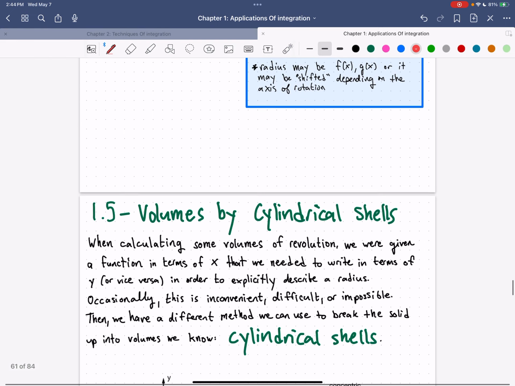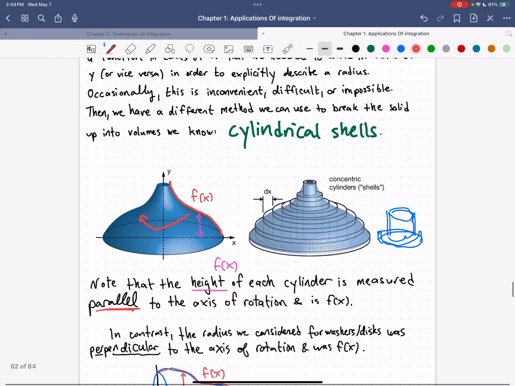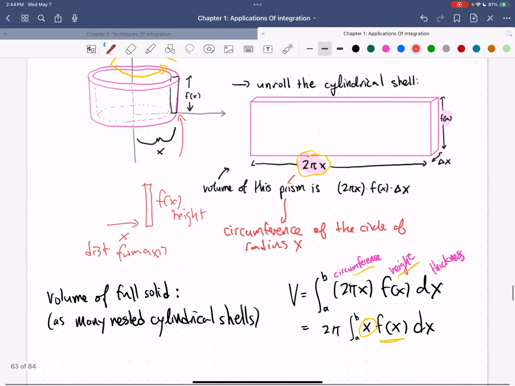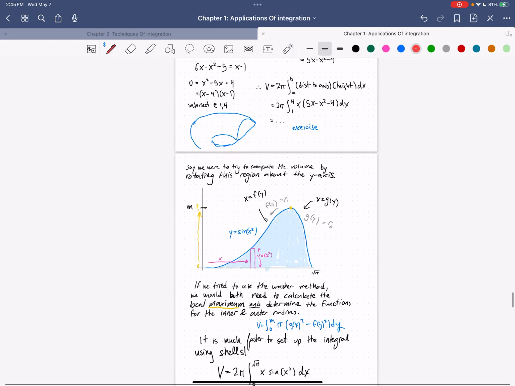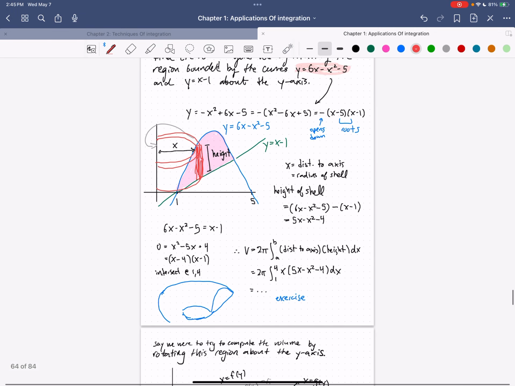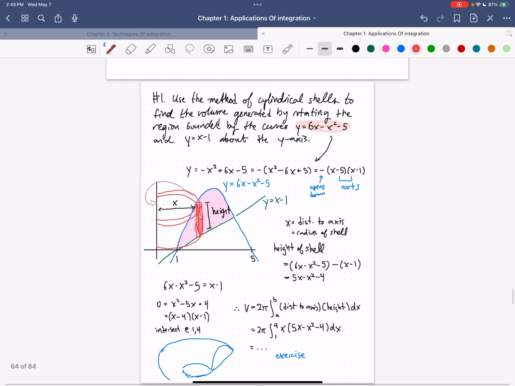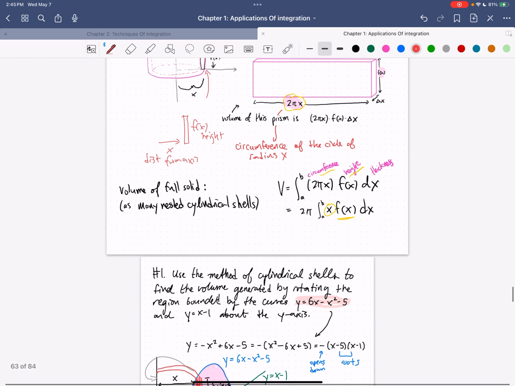We'll do more cylindrical shells tomorrow. Did I leave any of those for exercise? Oh, I guess here I did, but that's just some computation, so I'll do that now.